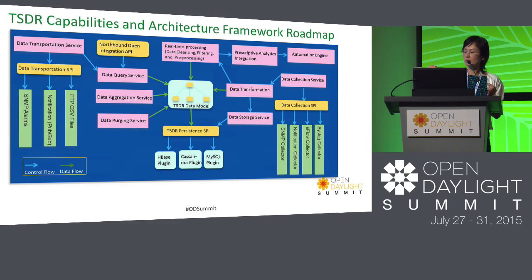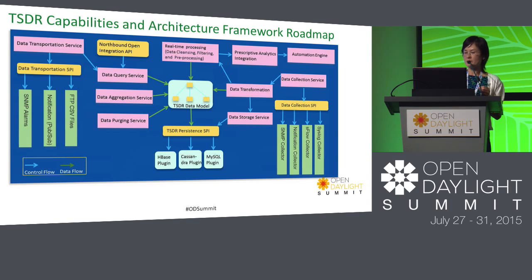Then the data storage service will kick in, and leverage the TSDR persistent SPI and store into different plugins, different TSDR data stores. On the other hand, we have a data query service. It will keep pulling data from the TSDR data store, and then make it available to data-driven applications through the northbound API. Also, the aggregation service and purging service will continuously, periodically maintain the data in the data repository.